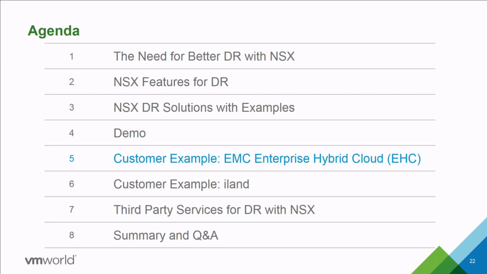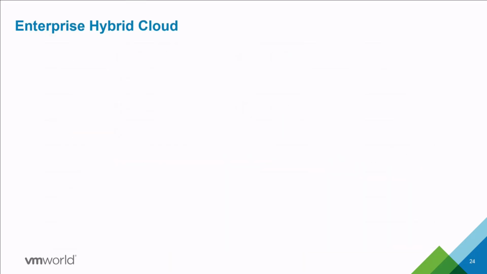Now that we went through some of the basics and you understand some of these benefits NSX adds to these disaster recovery solutions, I want to look at some customer examples. And the first one we'll look at is Dell EMC Enterprise Hybrid Cloud. Okay? And this customer particularly is leveraging cross vCenter NSX to provide their customers enhanced disaster recovery solutions. Now, we'll look at a particular use case. But before we do that, let's at a high level just understand what enterprise hybrid cloud is.